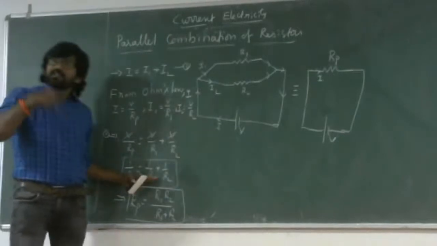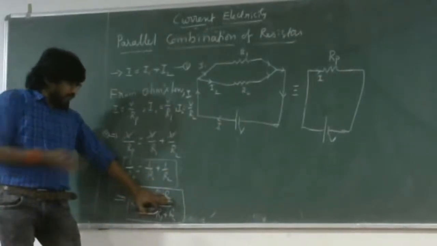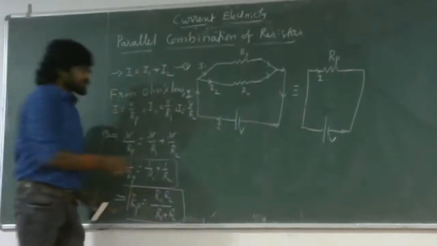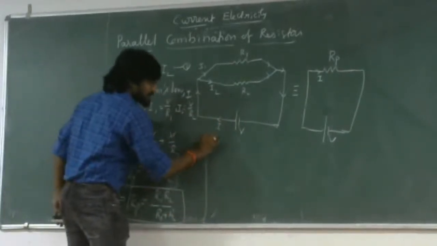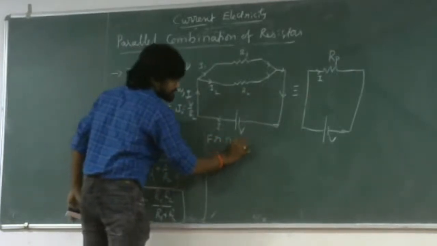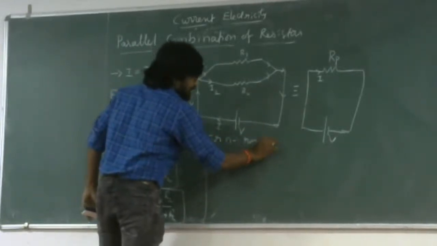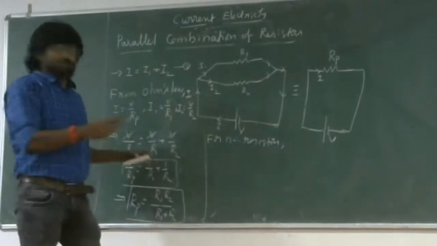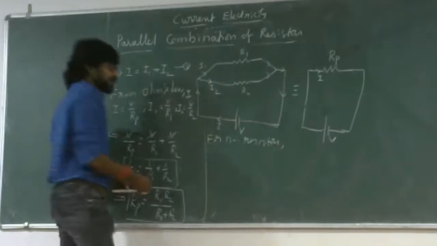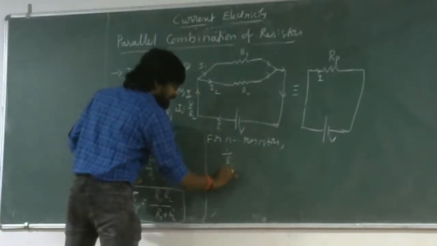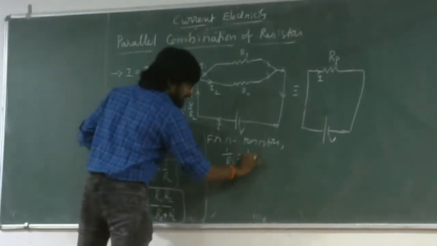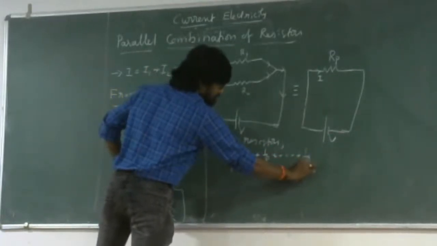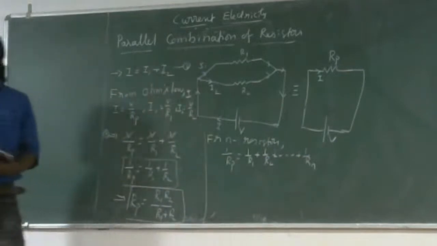Whereas if you have n number of resistors, you can write the effective resistance of the parallel combination. For n resistors of different resistances, you can write 1 by Rp is equal to 1 by R1 plus 1 by R2 plus so on plus 1 by Rn.